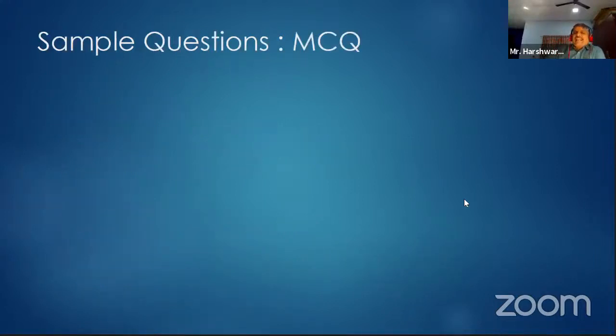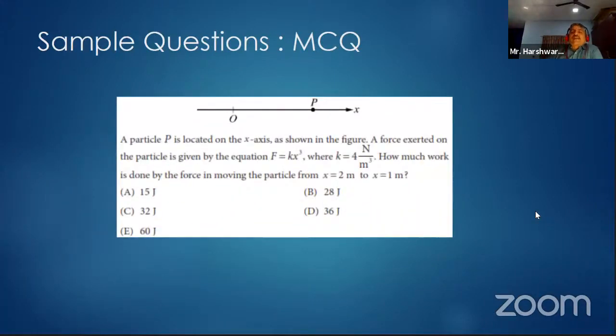These are some sample questions. Starting with the MCQs, for example, here you can see a particle P is located on the x-axis as shown in the figure. A force exerted on the particle is given by an equation. So we know that this is a variable force question, with a typical calculus orientation. If I have to find the work done, as asked in this question, I have to integrate the force expression with reference to the displacement. So I'll integrate this expression, substitute the value of the constant, put limits as 1 to 2 or 2 to 1, whatever, and then I'll be able to find the work done.